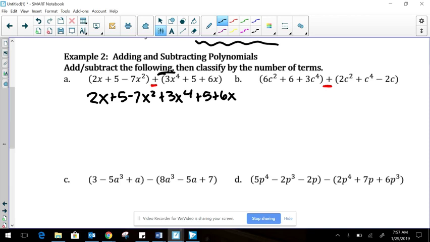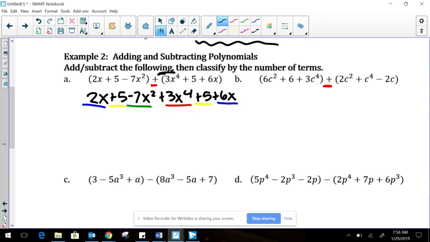Okay, now let's group them up so the similar terms are together. So I have x to the 4th. I only have one of those. I have an x squared. Negative goes with the x squared. And I have x's and then numbers. Okay, so now I'm going to add these together, any that are the same.